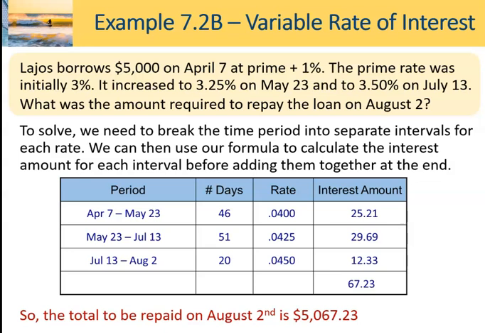Okay, but this again is when you need to look back at the question. What was the amount required to repay the loan on August 2nd? So if you just said $67.23, you'd be incorrect because that $5,000 needs to be paid back as well. Okay, so there's a really good tip as to why you need to go back and read the question to make sure whatever you're answering does answer the actual question being asked.